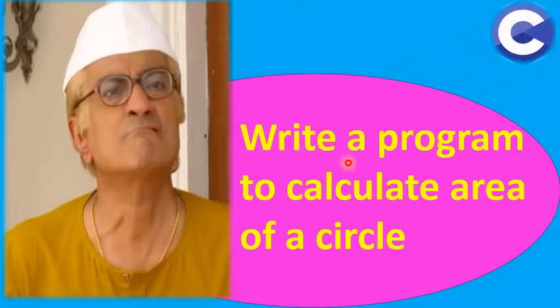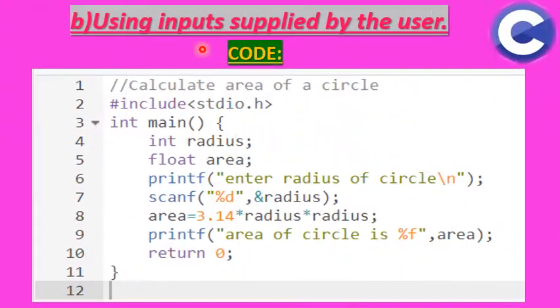Today we are going to write a program to calculate the area of a circle. Here we'll be calculating the area of a circle using the input supplied by the user. That means the input, that is our radius, will be input by the user, and your area will depend upon the radius input by the user.